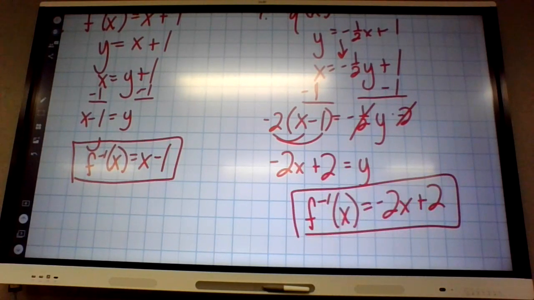When you swap the x and y's, you don't take the number in front of it? You don't? No, just swap the x and y.